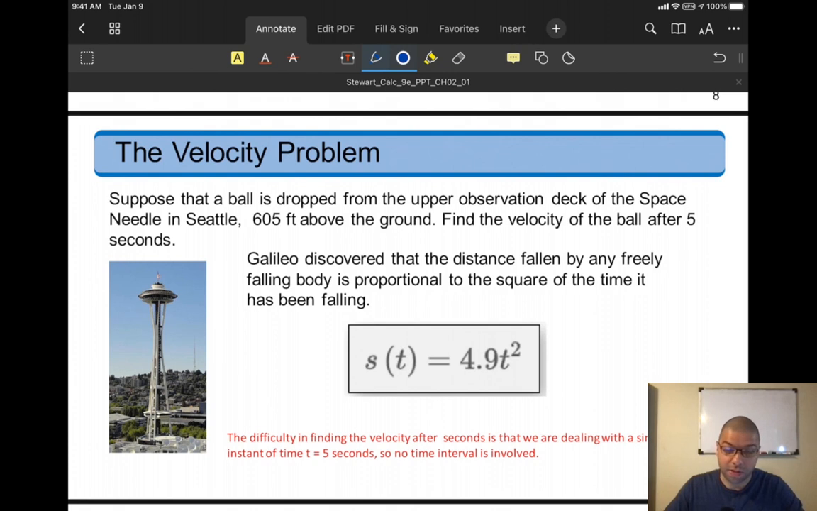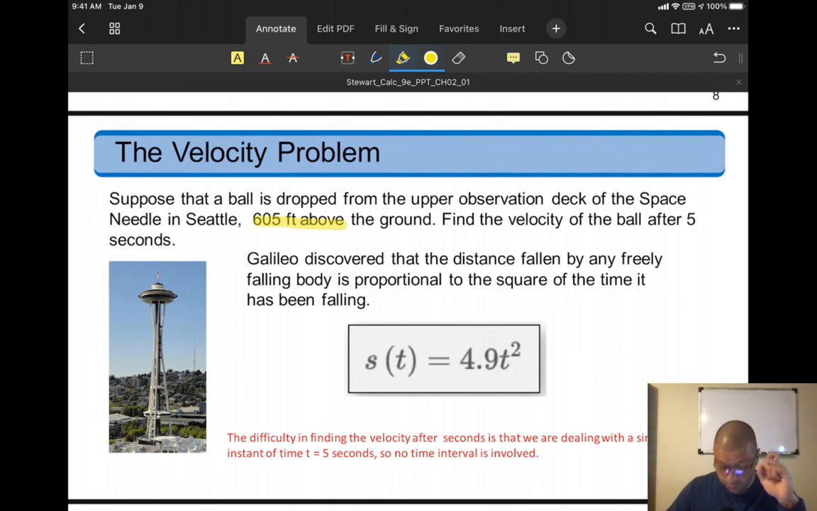I don't know if this is accurate to how the Space Needle's format is. I'm just trying to use something that's close to us. But let's say that you drop a ball from the Space Needle. This is the height, 605 feet. We want to know the velocity after 5 seconds.